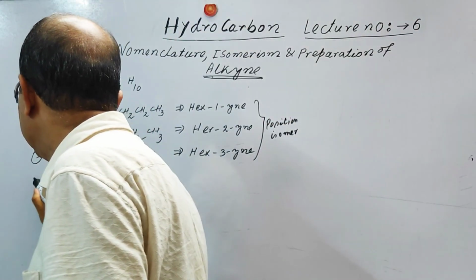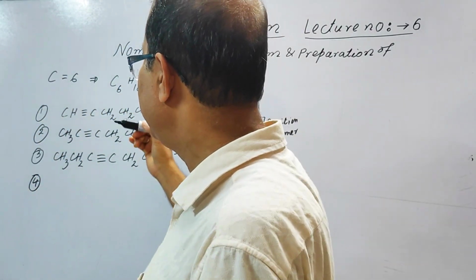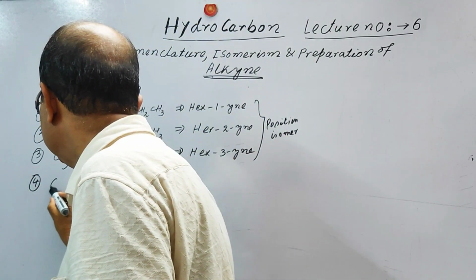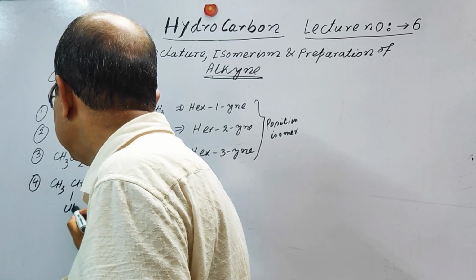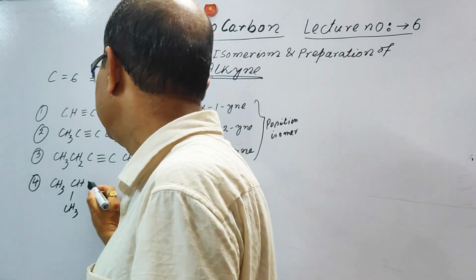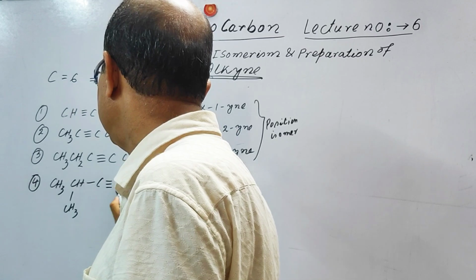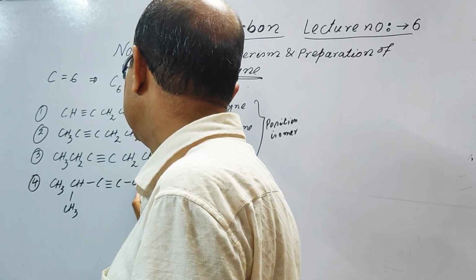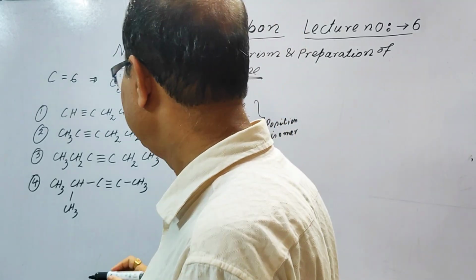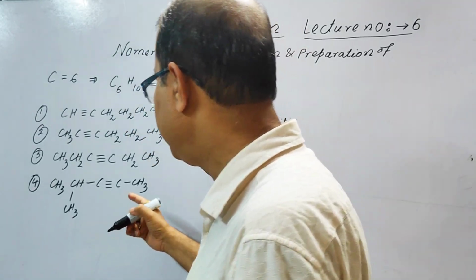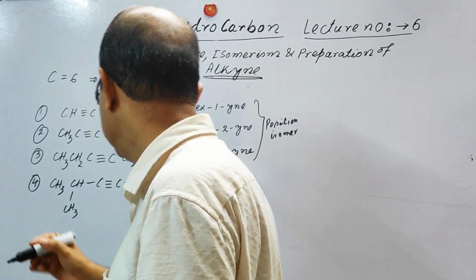Three structures we have drawn. Now the fourth structure that we will make has a branch. Here we are branching, with CH3 branches, then C triple bond C, CH3. So this is another structure. Here you can count the carbon atoms 1, 2, 3, 4, 5, 6.